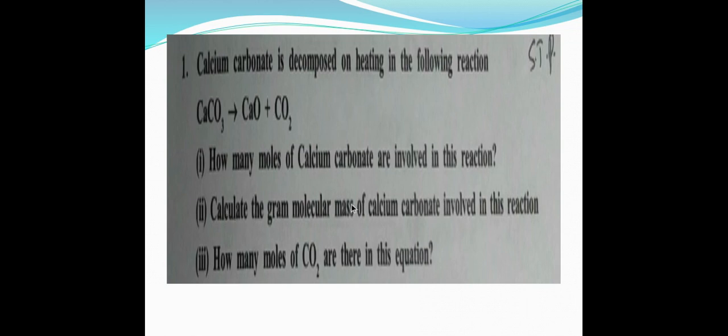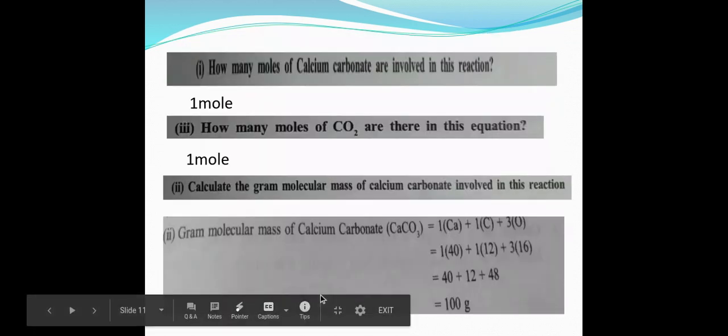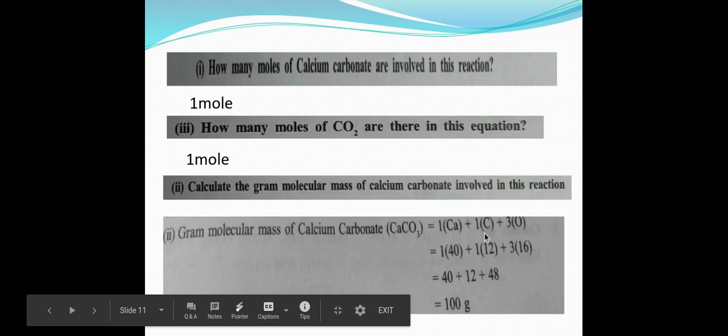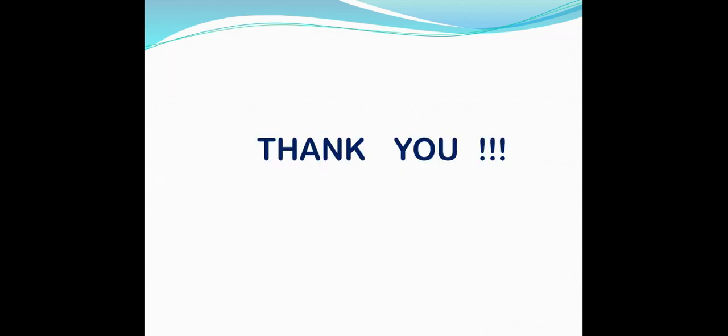The next is to calculate the gram molecular mass of calcium carbonate involved in the reaction. What is the formula for calcium carbonate? CaCO3. So 1 calcium atom, 1 carbon atom and 3 oxygen atoms are present. The atomic mass of calcium is 40, carbon is 12, and oxygen is 16. So 1 into 40 plus 1 into 12 plus 3 into 16. So 40 plus 12 plus 48 is equal to 100 grams. Thank you.